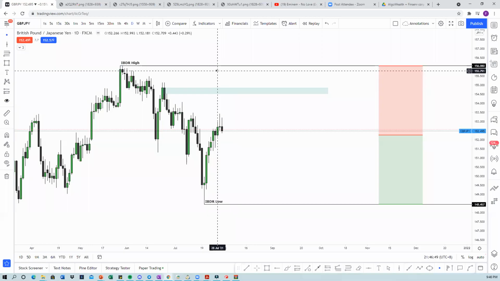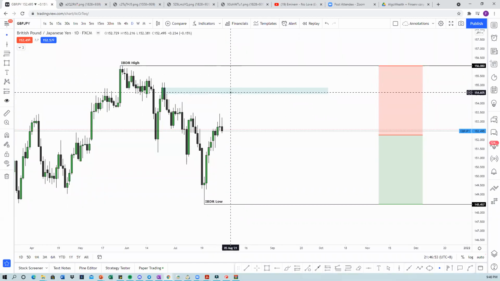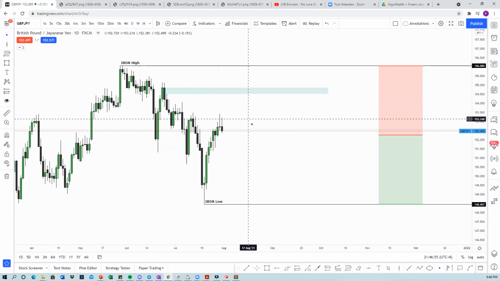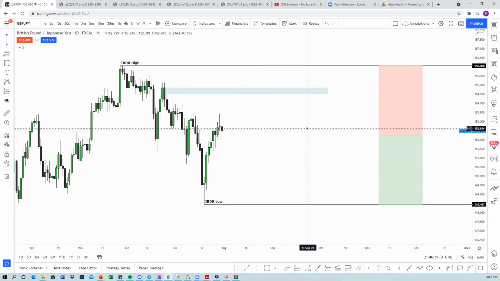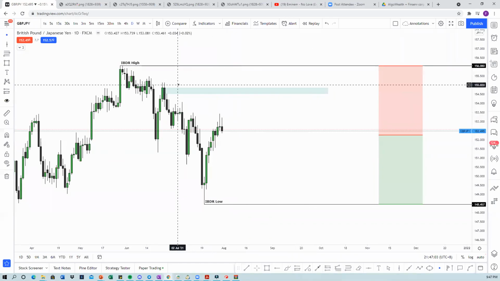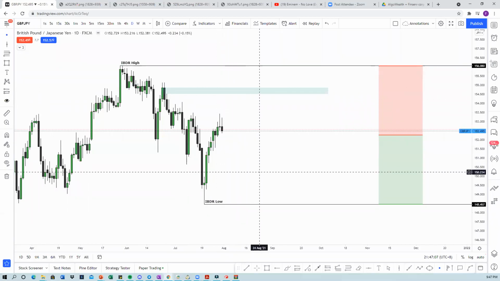I'm not telling you to take a sell here. If it was me, I would take a sell here, and I would take profits all the way here, obviously taking partials along the way. That's my take on GBP JPY. Up before it goes down.